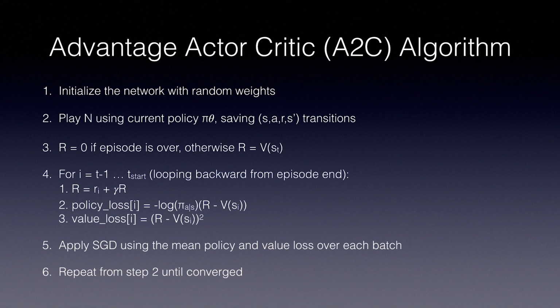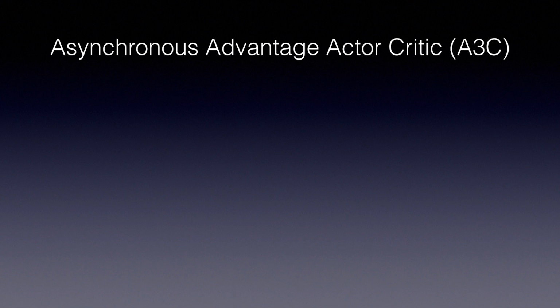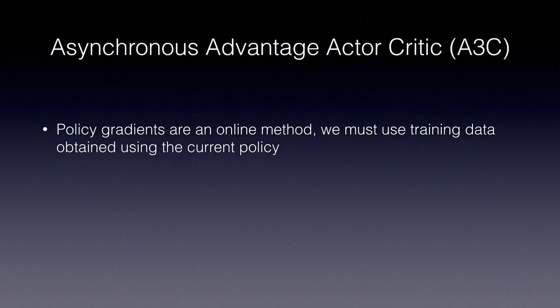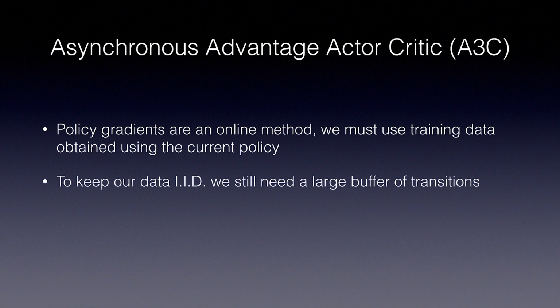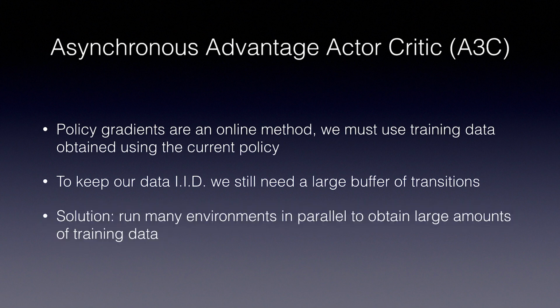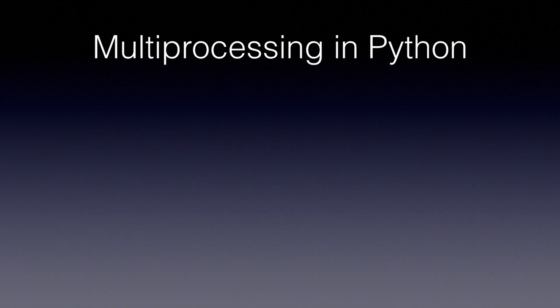All right, now let's take a look at the Asynchronous Advantage Actor Critic, abbreviated A3C. Policy gradients is an online method, which means we must train on data obtained from the current policy. Yet to keep our training data independent and identically distributed, IID, we still need a large buffer of transitions to train on. The solution is to run multiple environments in parallel to obtain large amounts of training data from a single policy. This is much faster with multiprocessing, which we can do in Python.